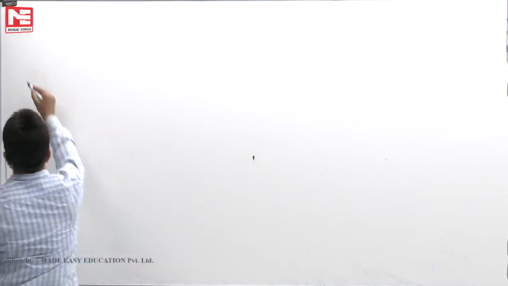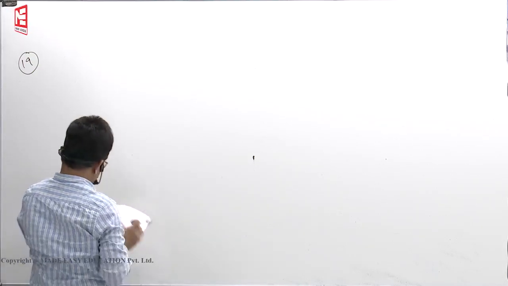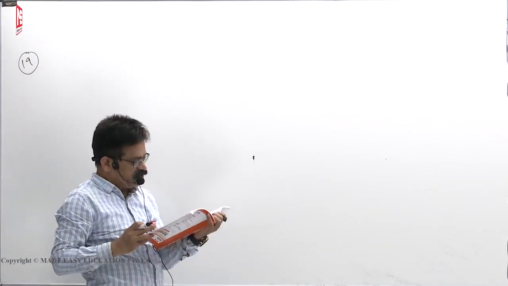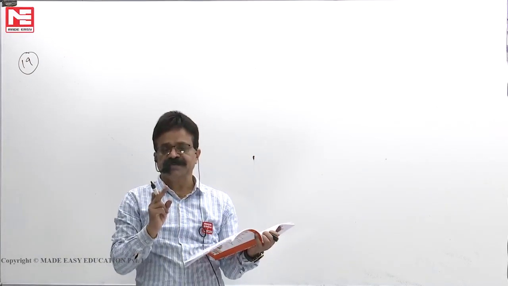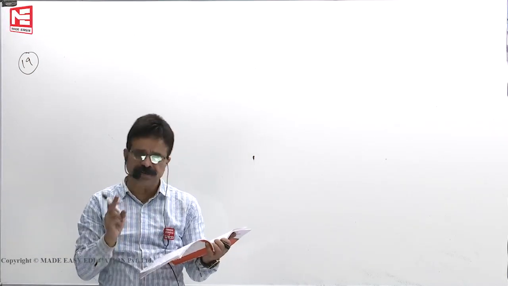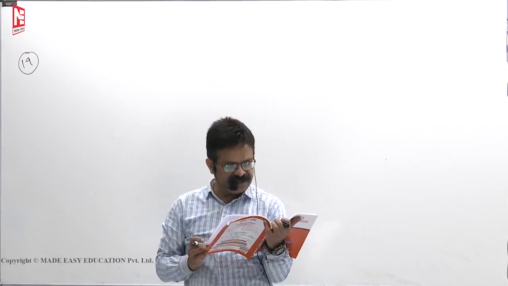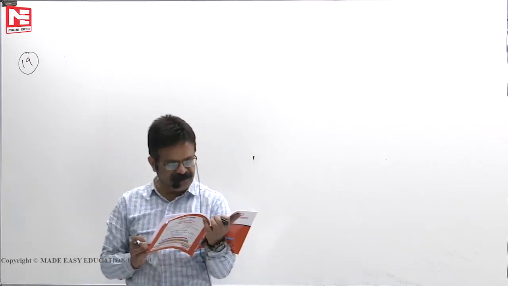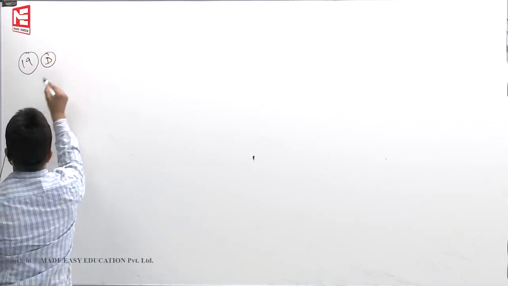Next. 19. Slope deflection equations. Deformations are considered to be caused by, I told you slope deflection method, axial force, shear force neglected, only bending moment are considered. Shear force and bending moments wrong, axial shear force bending moment wrong, axial bending moment wrong, only bending moments correct. So 19D.